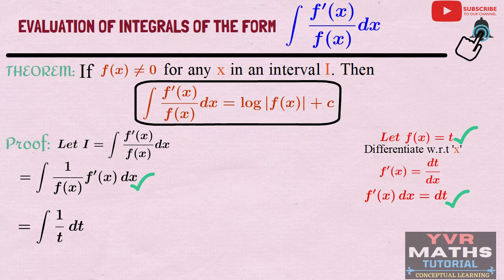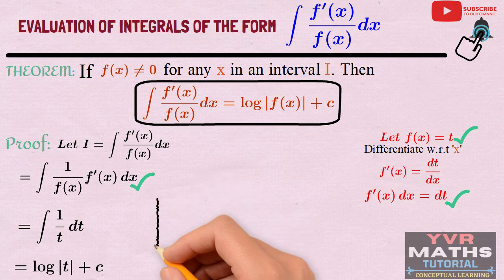Now integrate the new integral with respect to the new variable. Then what we will get? This integral is clearly in the form of integral 1 by x dx. So we know what is the integration of 1 by x dx. So the next step is log modulus of t plus c. Here c is the integral constant.